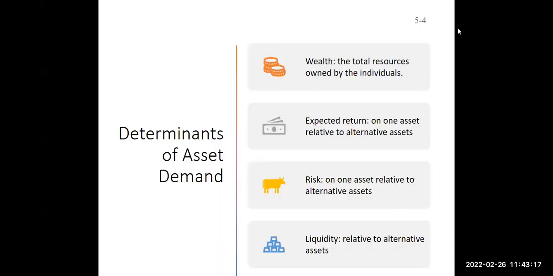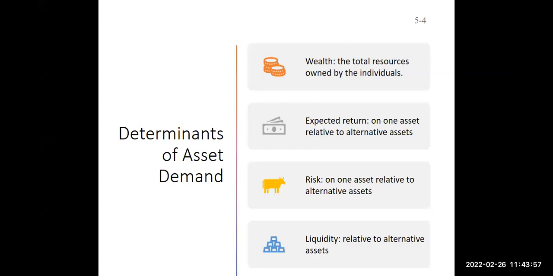We are talking about the determinants of asset demand. The very first determinant of asset demand is wealth. To buy an asset, you should have some money, some wealth, some resources. Like, say, for example, who buys a house? Who has money, who has wealth? Who buys machines, bonds, shares? That has got the wealth. The more wealth you have, the more assets you buy. The less wealth you have, the fewer assets you buy. So the first determinant of asset demand is wealth.